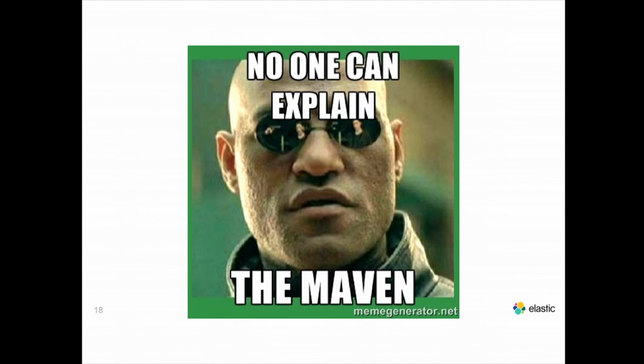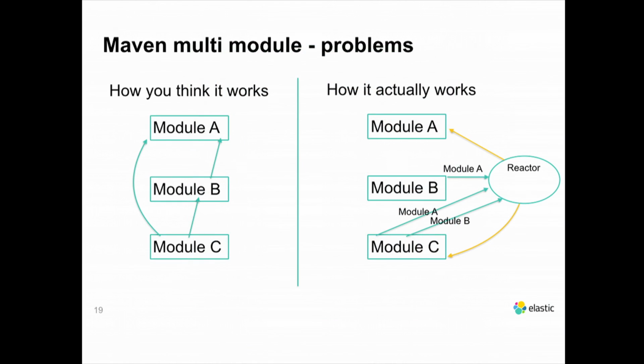Well, it was hard to explain, but everyone knew there were problems with it, and the real problem was that Maven multi-module was an afterthought. This wasn't something that was built with Maven originally. It was something that was just tacked on. The way that you would think that multi-module works is when you specify a dependency, wherever you are in the build, it's going to go and pull that local dependency because you have multiple modules, right? But actually what it does is it goes through this reactor thing.